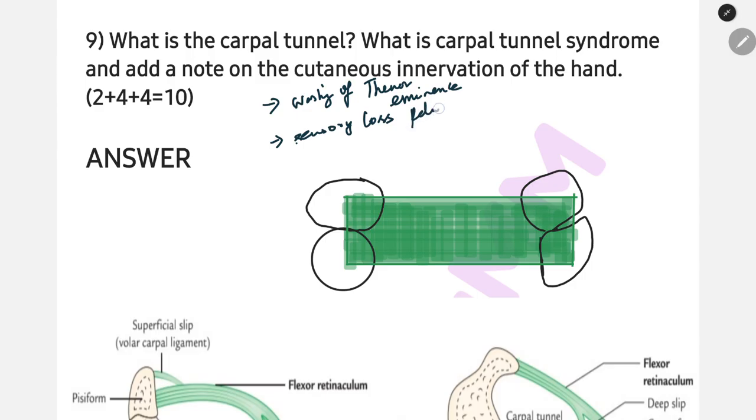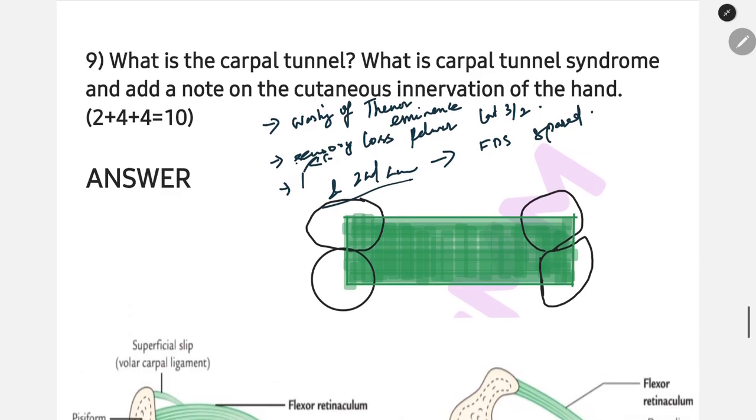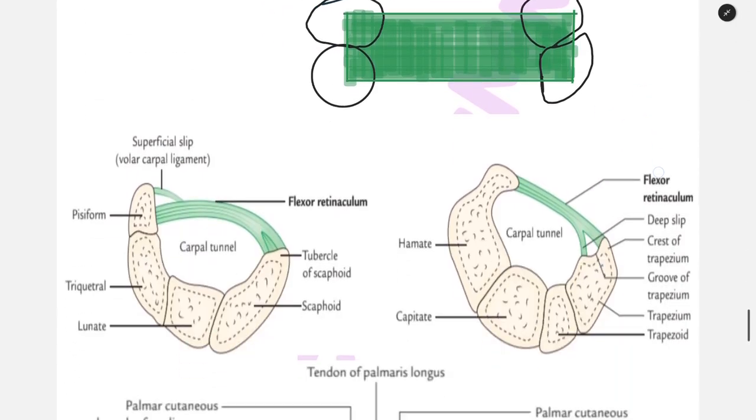of palmar aspect, lateral 3.5, and then you will write about the lumbricals. First and second lumbricals are affected, so salute action will be lost, and when you close the fist, there is no prominent pointing index finger because FDS is spared. That's all. Then they have also asked to add a note on cutaneous innervation.